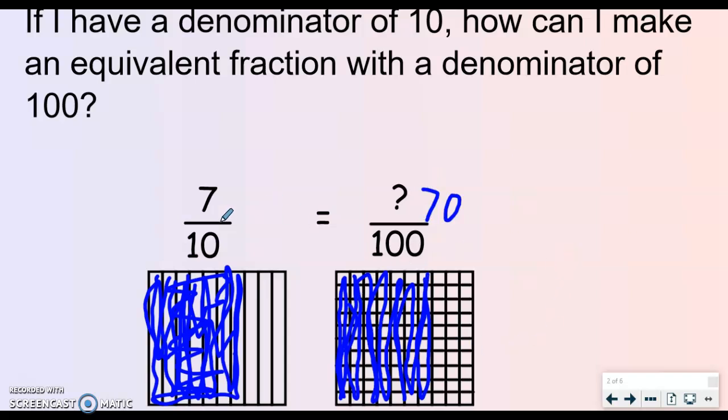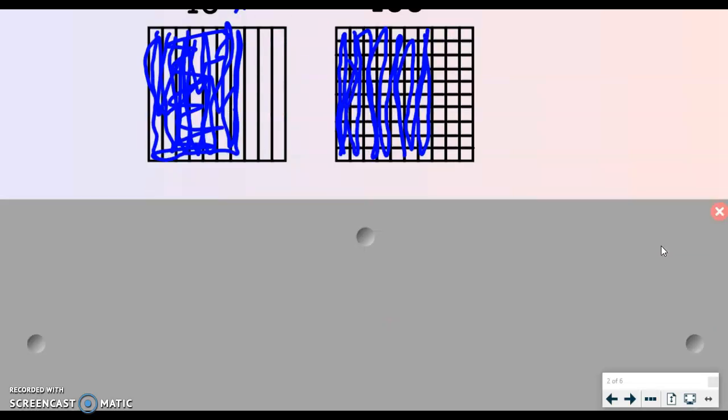And what's another way we can do this? Well, remember, we learned that we could generate equivalent fractions by multiplying. What's the rule? The number on the top and the bottom has to be the same. So how would I get 100 if I'm starting off with 10? I can multiply 10 times 10, and that would give me 100. Since the number has to be the same, I would also multiply by 10 up here. 7 times 10 gives me 70. Let's try one more.